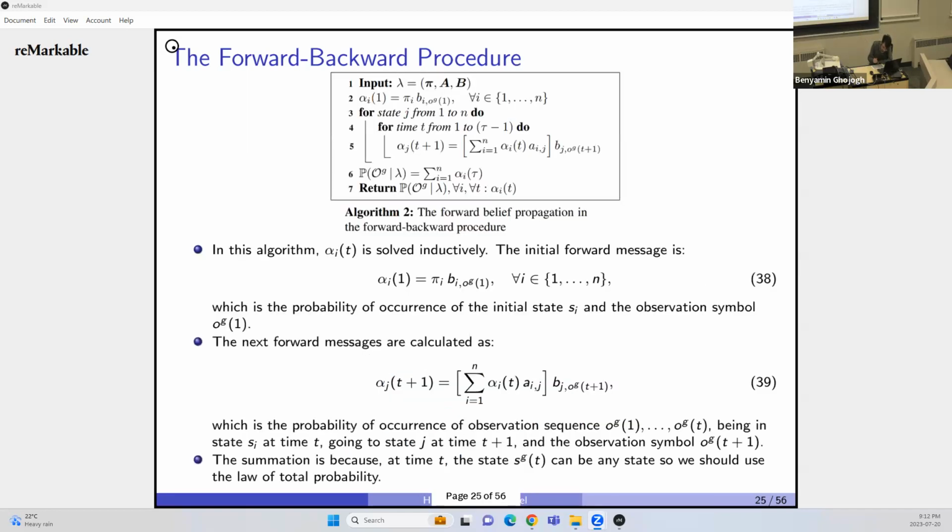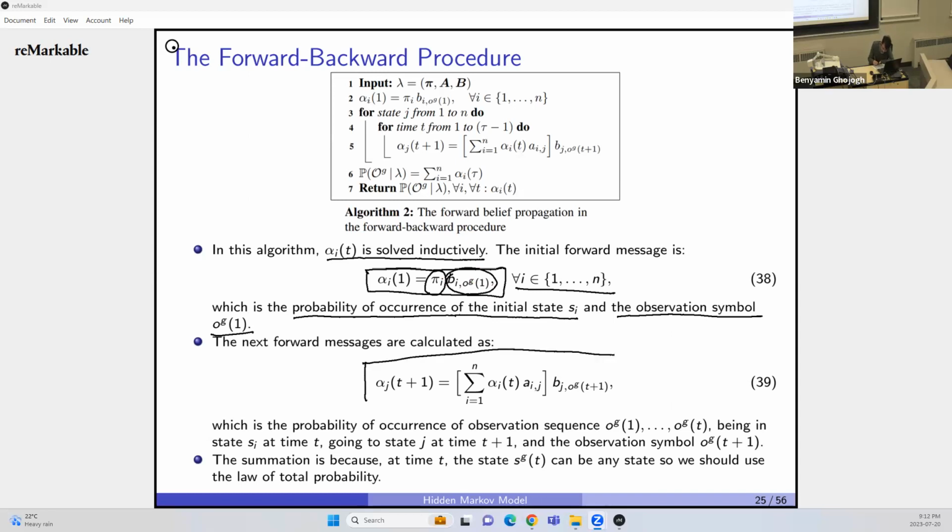Okay. In this algorithm, alpha i is solved inductively. You are using induction. The initial forward message is this, right? This is what we saw. What is that? It's the probability of occurrence of the initial state Si, this is pi i, and the observation symbol O1 from the state i. Then the next forward messages are calculated as this.